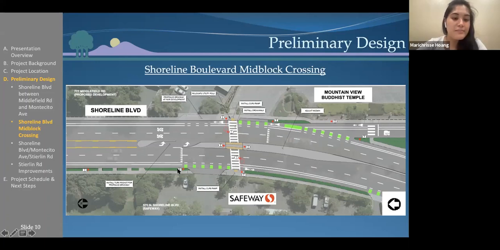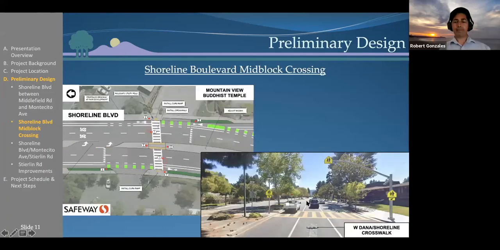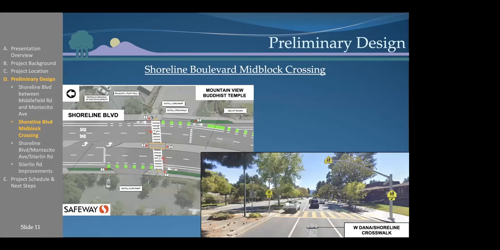Oh, I'm sorry. Yes. Slide 11. Yes. There we go. So this is the Dana Shoreline crosswalk. So we'll have similar, they won't be the school signs, but there'll be a flashing beacon and a pedestrian crossing sign. Okay, so there will be beacons. Okay, good. Yeah, it's needed.